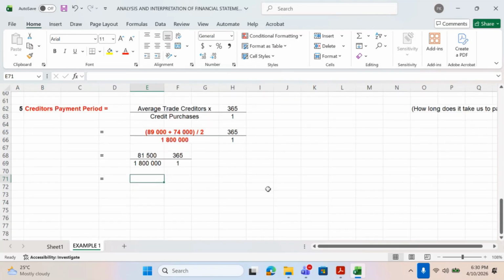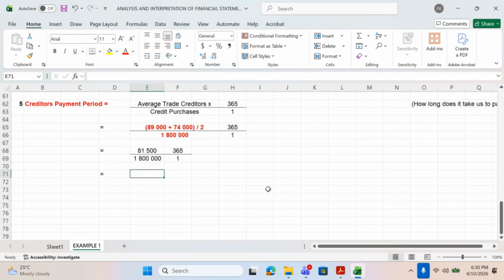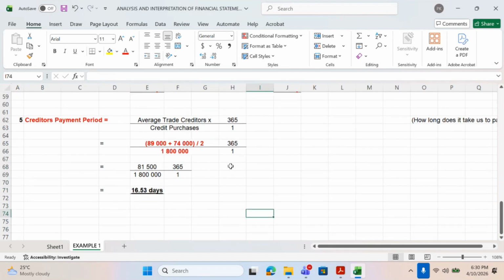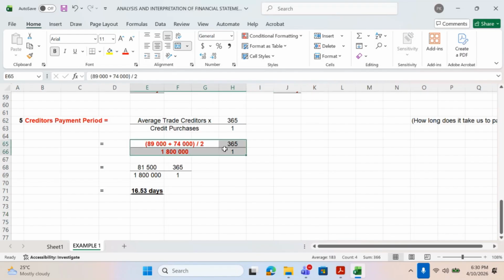How much are we getting? 16.53 days, exactly. Thank you on that. This is our creditors payment period for the current year, which is 2013.